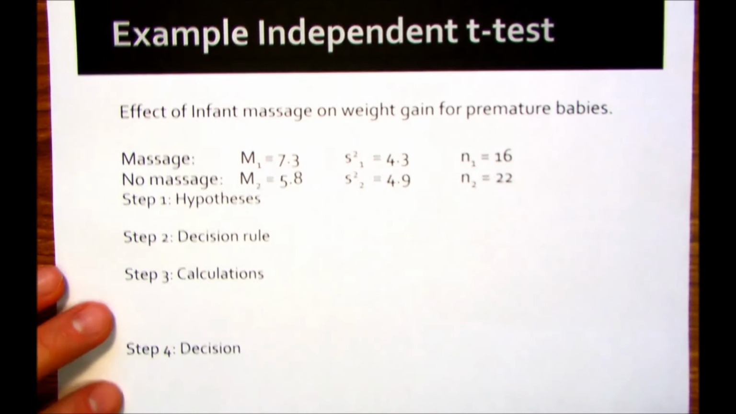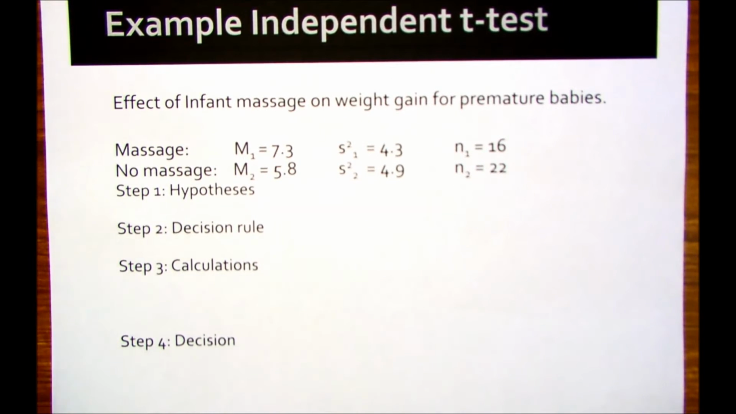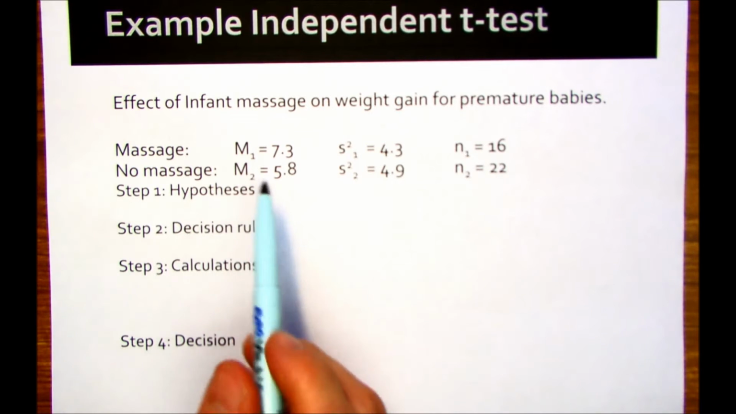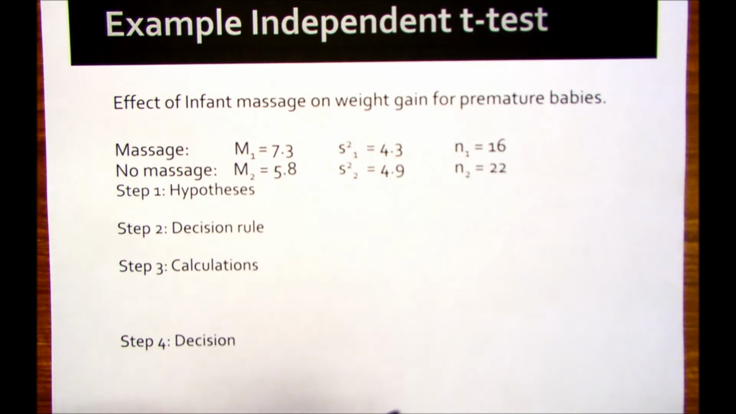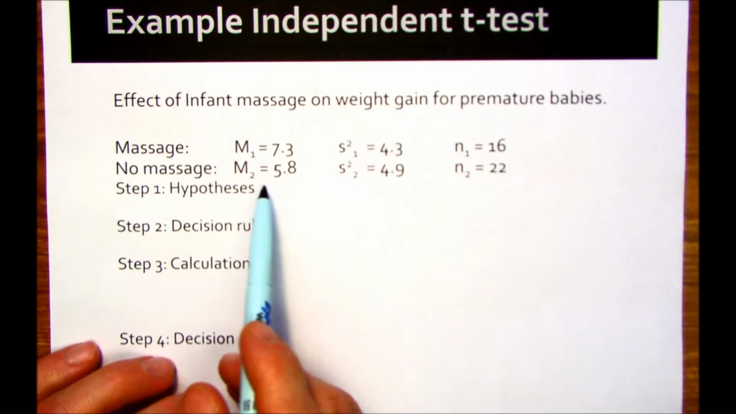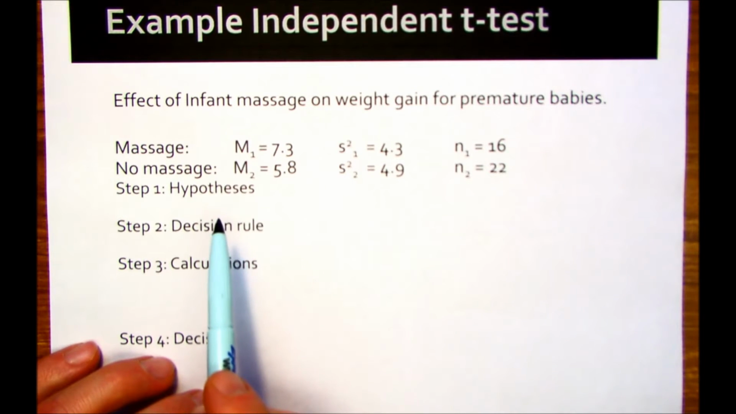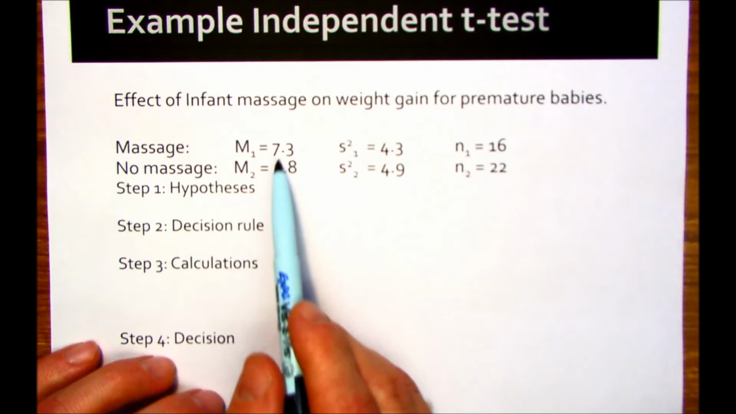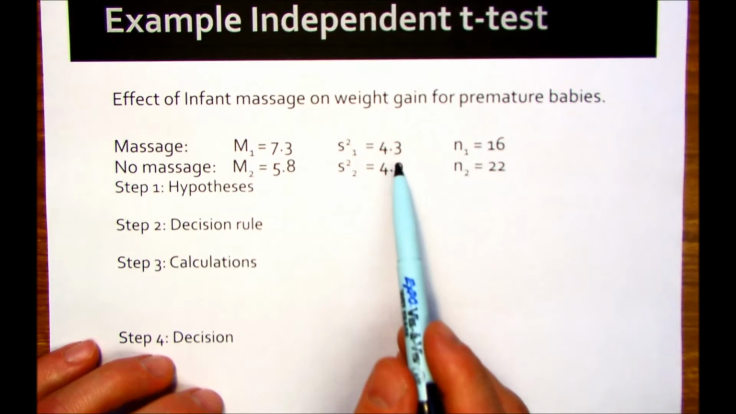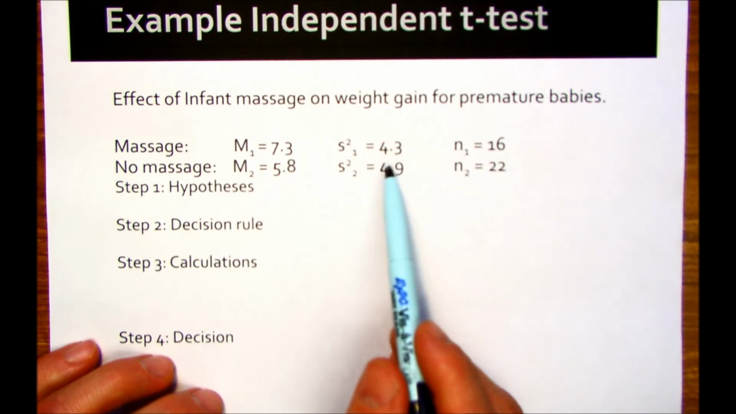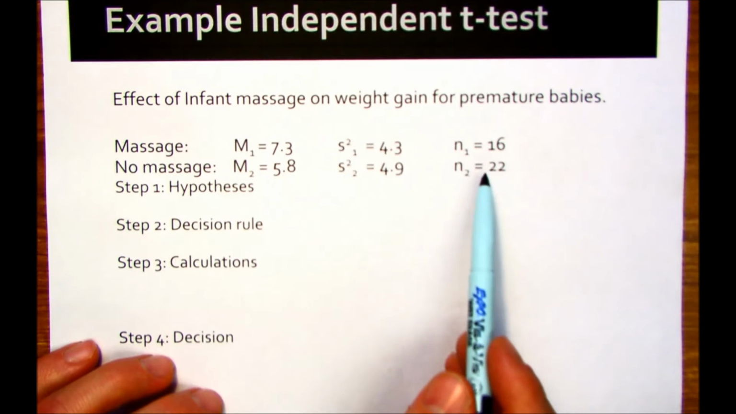Let's work through a problem. If we want to look at the impact of infant massage on weight gain for premature babies, we have babies who are randomly assigned to a group to get specific systematic massage. The other group of premature babies does not get this massage. You see we've got our means for the amount of weight gain taking place, our variances for each, and our sample sizes for each.